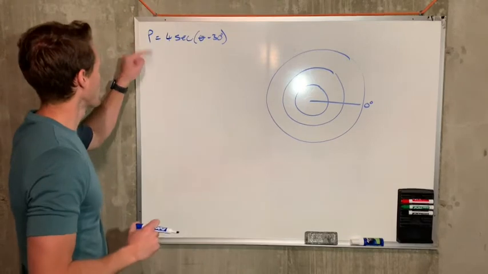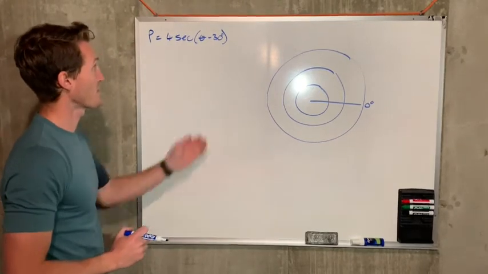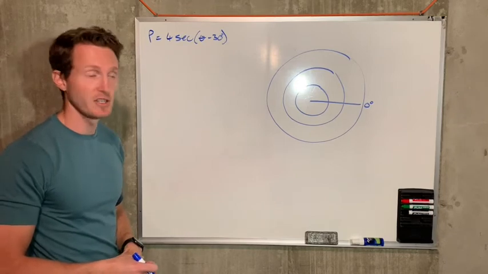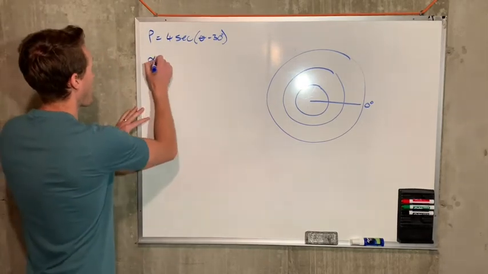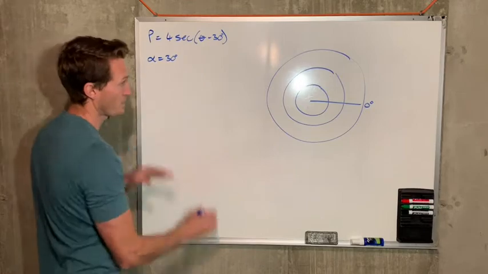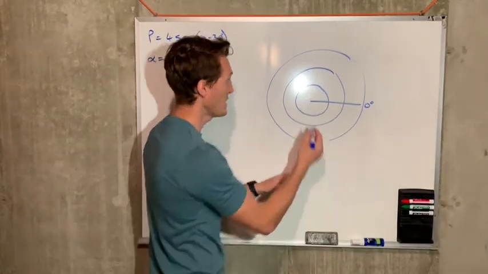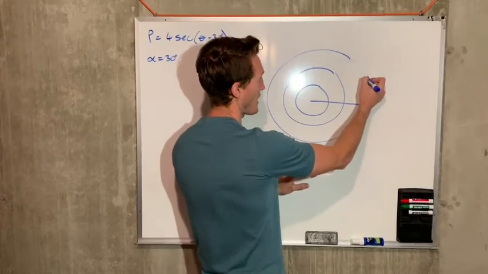Here's our equation. Rho equals 4 secant of theta minus 30. Right off there, big red flag. We've got rotation of axes. Let's handle that first. All right, so what we're going to do is we're going to say alpha equals 30 degrees. We're going to go to our graph as we set this up, and we're going to set up new axes. So I'm going to 30 degrees, which would be approximately here.